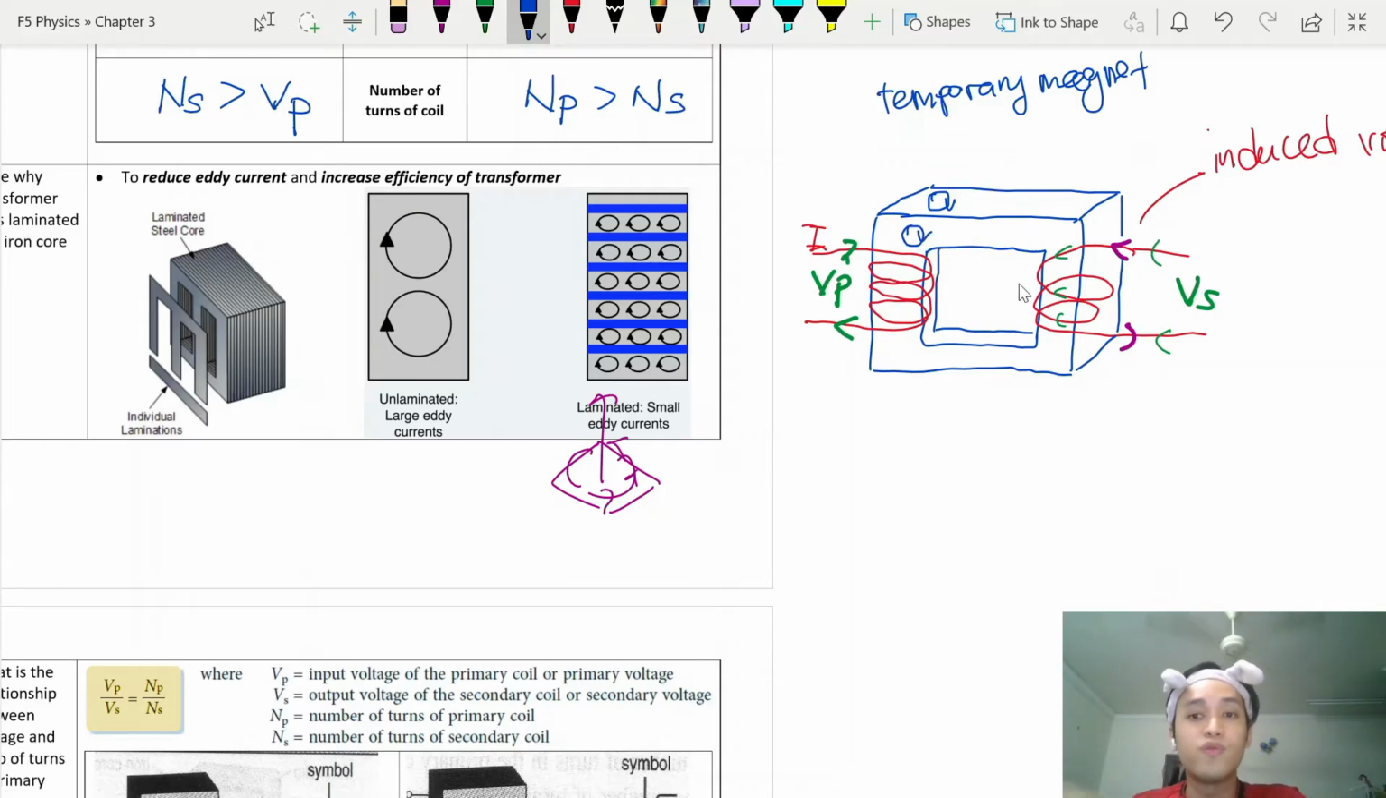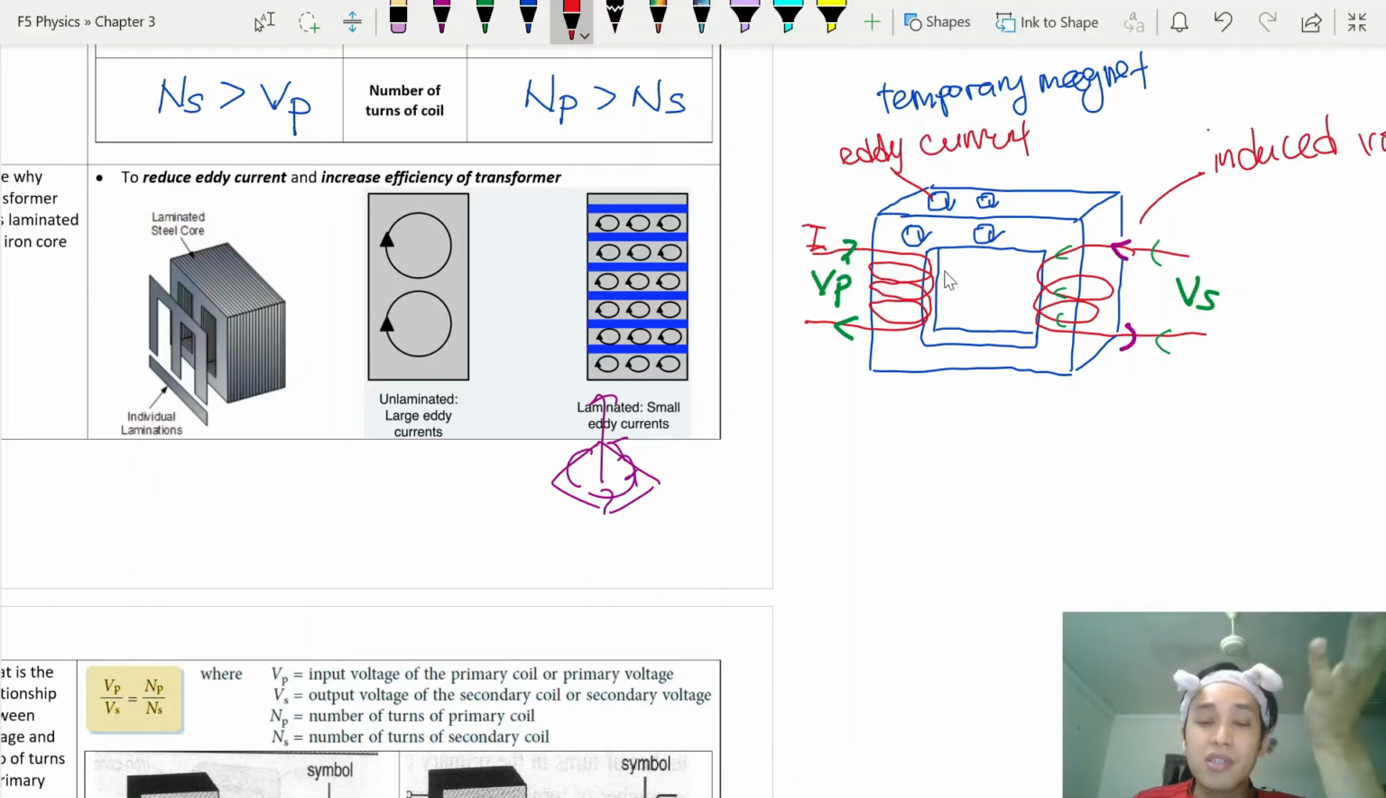So they are not going to move to the other side. The current is just going to circle around inside the metal. No sense of direction, so they just go round and round. All right, so this is what we call eddy current. Eddy current means that the current is moving in a circular shape.